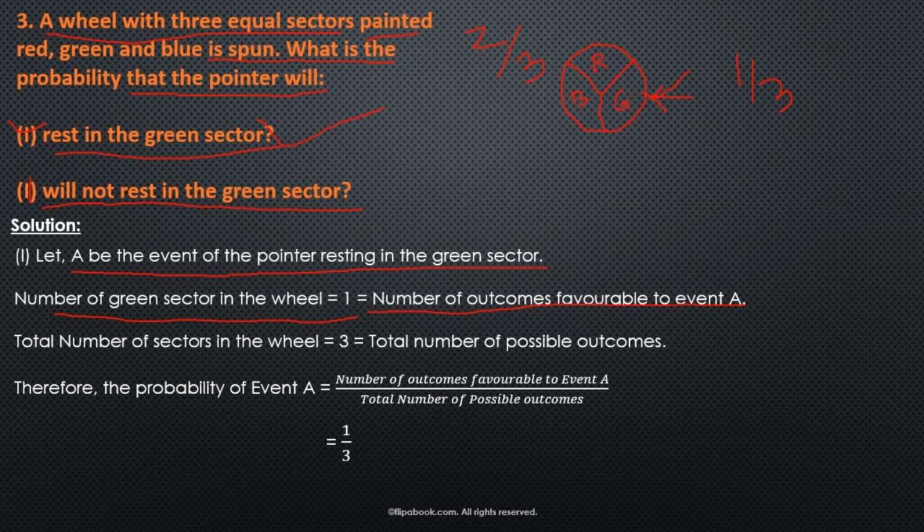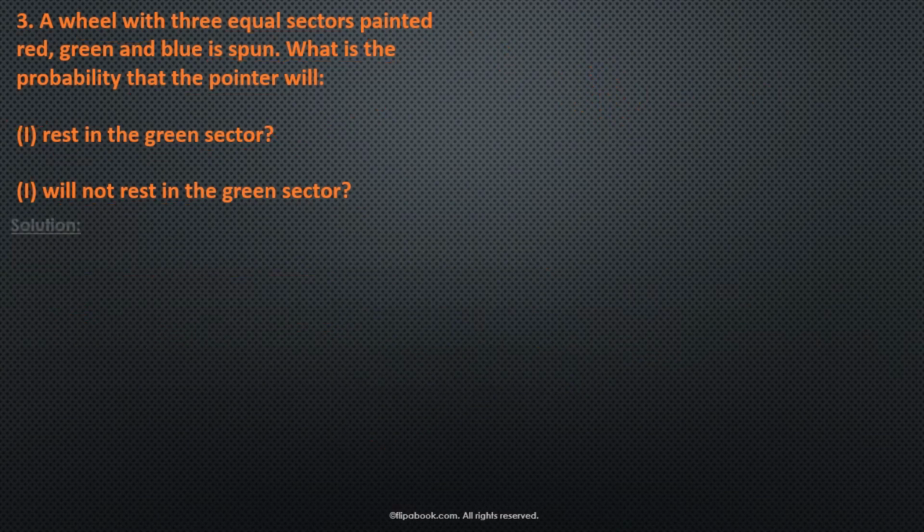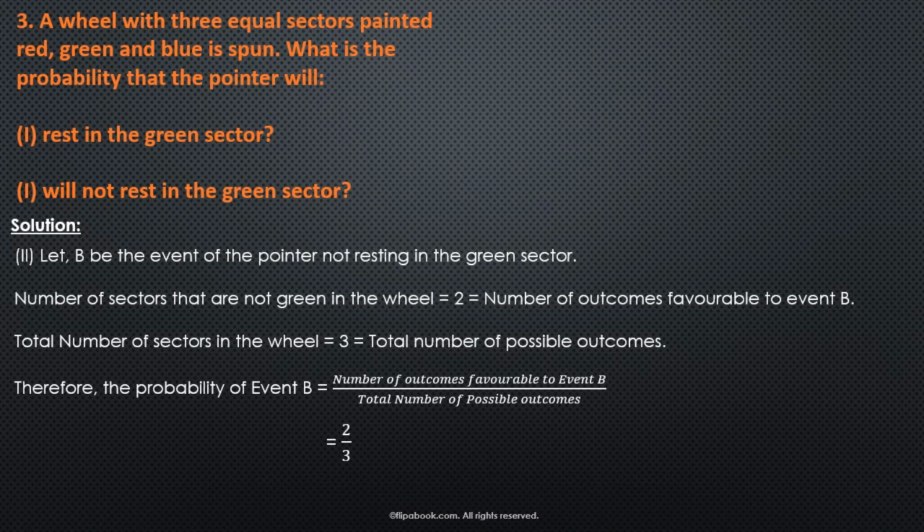Next, this is the event B, not resting in the green sector. Then there are 2 sectors that are not green, as I have already told you just now. So there are 2 outcomes that are favorable to this event, and the total number of outcomes is again 3. So this is the total number of possible outcomes. Replace the values and this will give your answer 2 by 3. Now the fourth one.